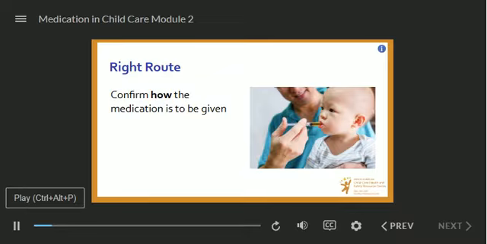The next right is right route. Route is the way medications get into the body. Medications are designed for the specific opening or body surface where they are to be used. Giving medications by the wrong route may cause injury. To confirm how the medication is to be given, review the prescription or manufacturer's label and written instructions from the parent or healthcare professional.